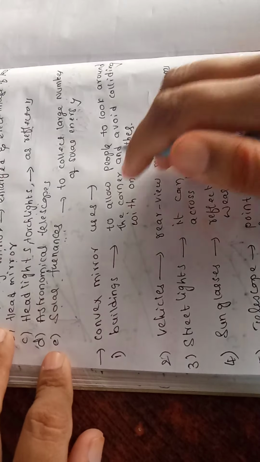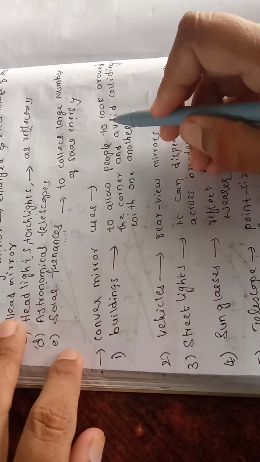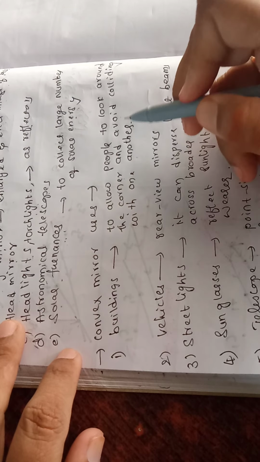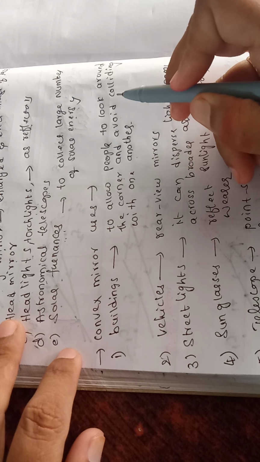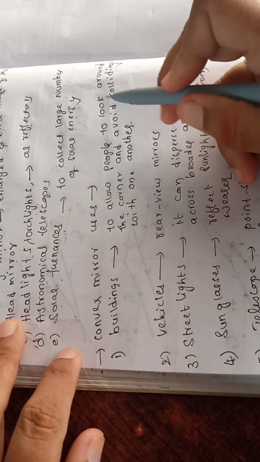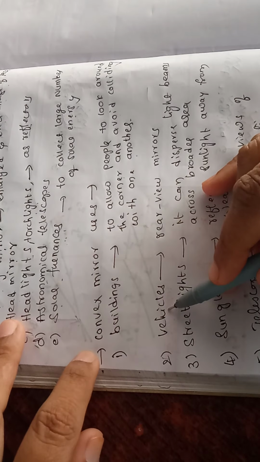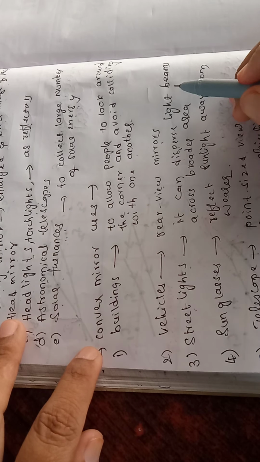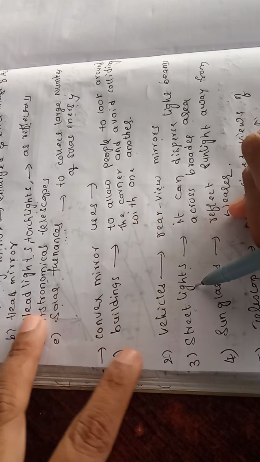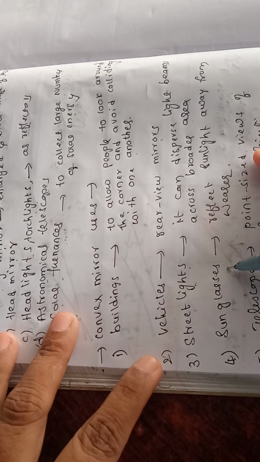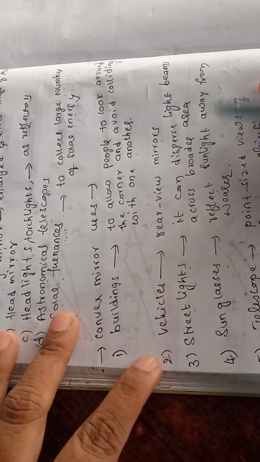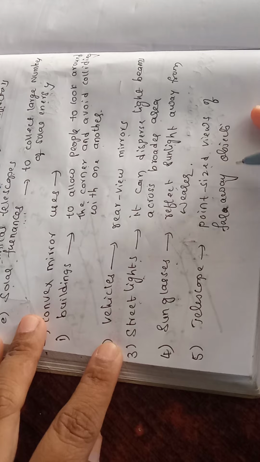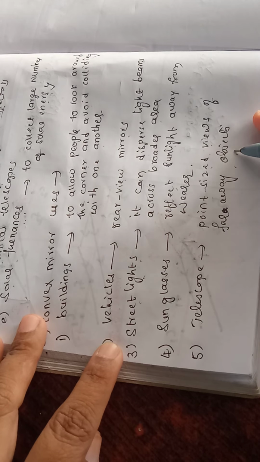Now the uses of a convex mirror. In buildings, it allows people to look around the corner and avoid colliding with one another. At the corner they can see who is coming, and in such a way the colliding of people will be avoided. In vehicles, as rear view mirrors. In street lights, it can disperse the light beam across a wide area, so we use it in street lights. And in sunglasses, because it reflects the sunlight away from the wearer. Now telescopes: point-sized views of faraway objects can be seen.